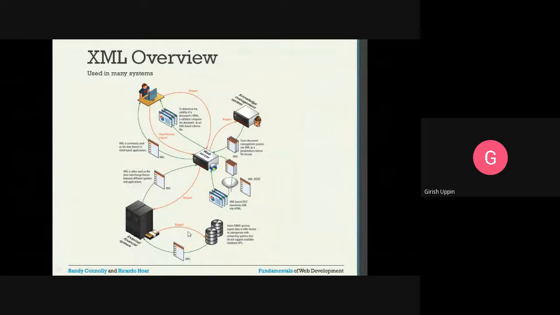Okay, so we have a request coming in. Some DBMS system exports data in XML format to be interpreted by a computing system that does not support the available database API. For example, you are talking to a database, and there is no API which can talk to that database. Then what we can use is XML. We can get the information from that database in XML format, and we can process it, wherever there is no API declared.